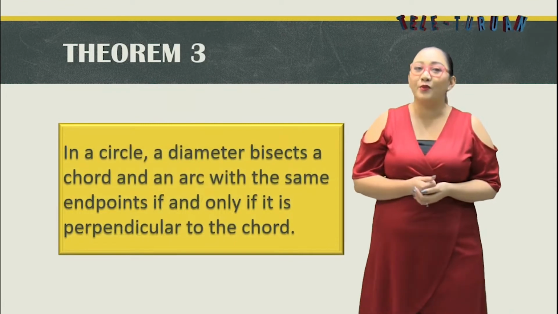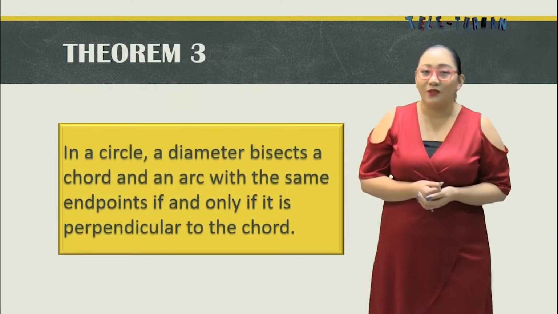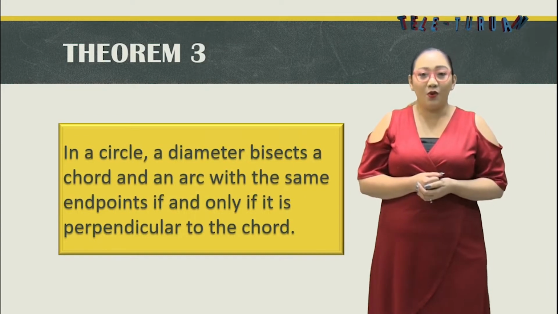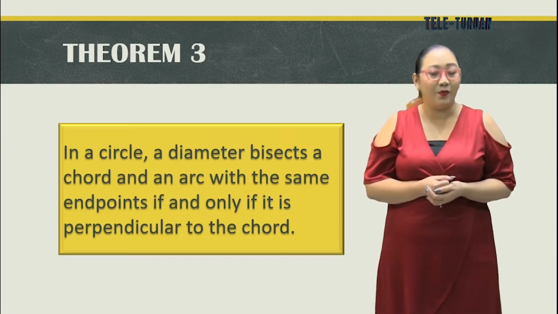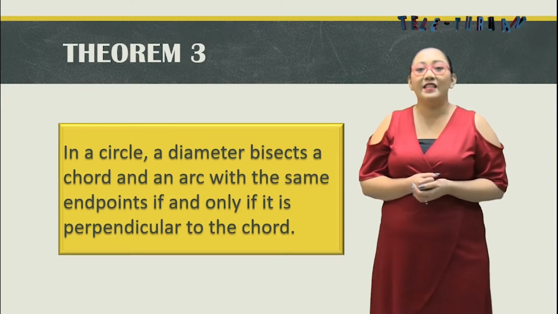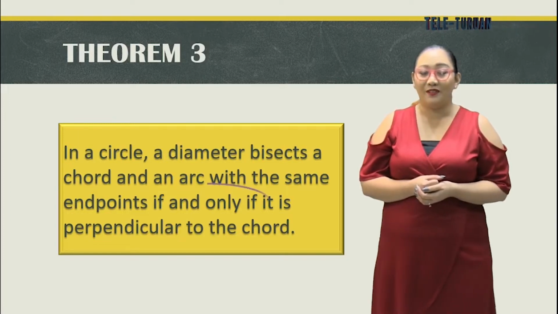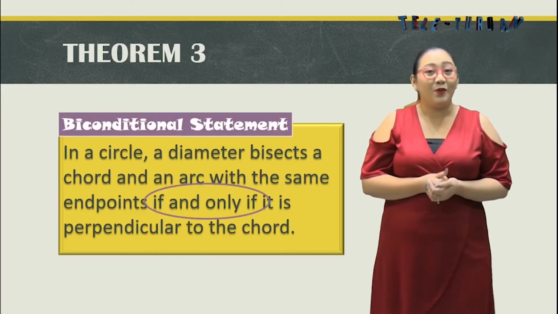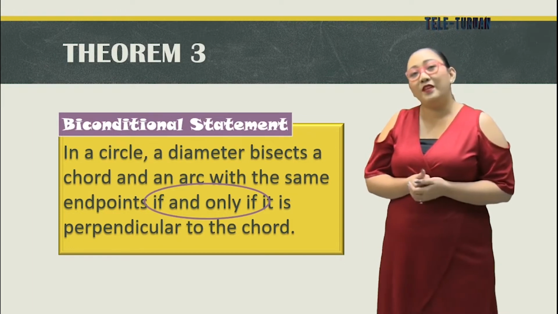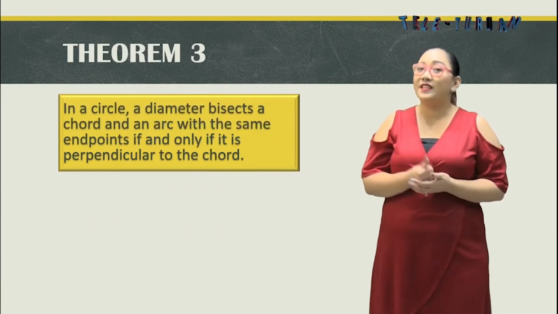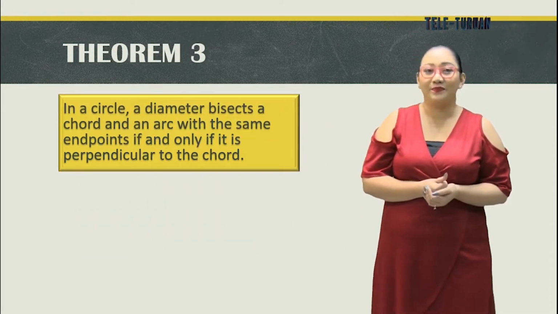Now let's look at theorem number 3. In a circle, a diameter bisects a chord and an arc with the same endpoints if and only if it is perpendicular to the chord. Now notice, this is also a biconditional statement, so I will be giving you 2 examples, the if-then statement and its converse.